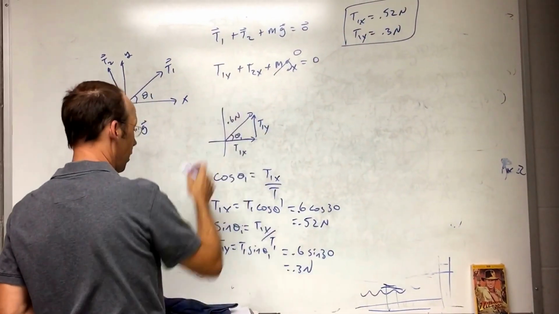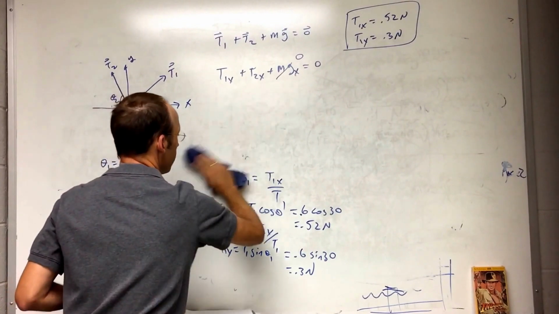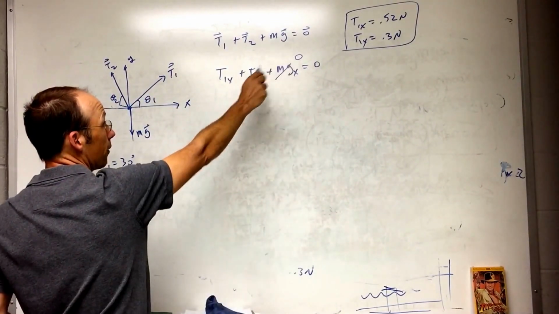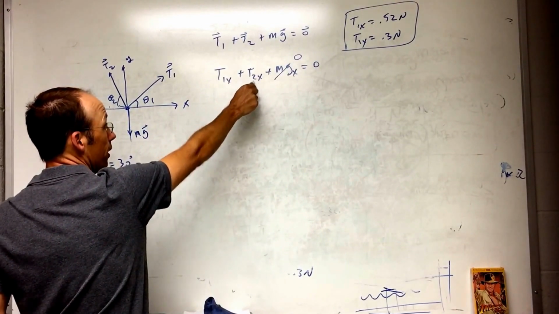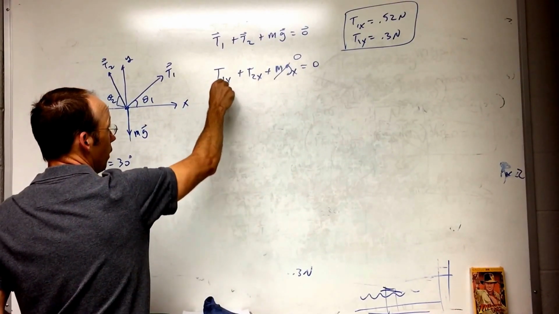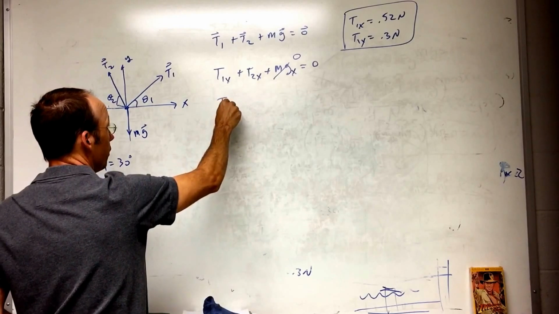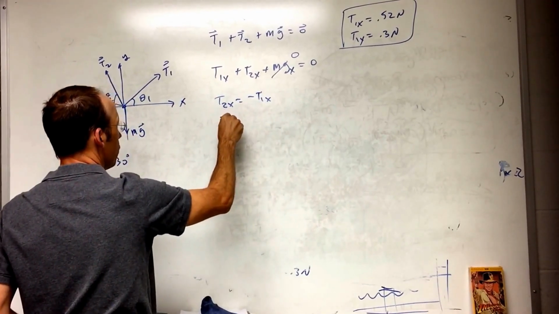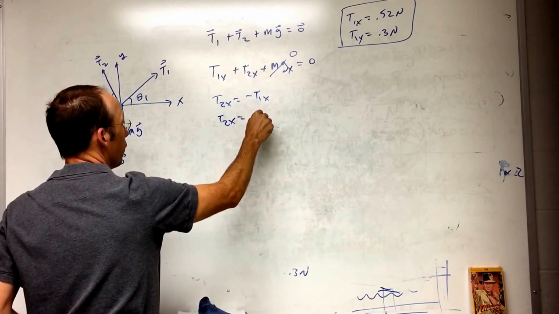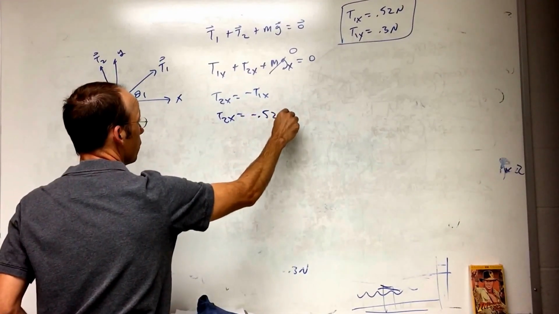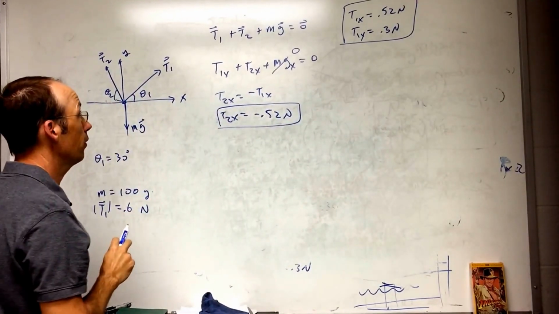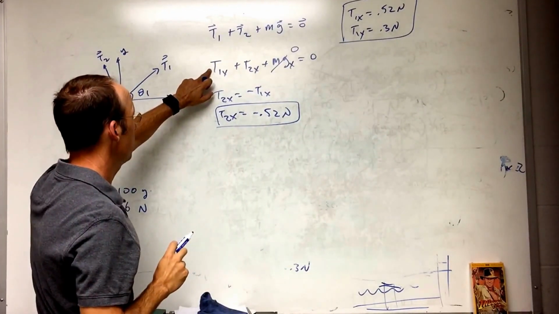Now I'm going to erase this. Now I can put that value for x in this equation and solve for T2x. So if I subtract T1x from both sides, T2x is negative T1x. So T2x is negative 0.52 newtons. That's important.